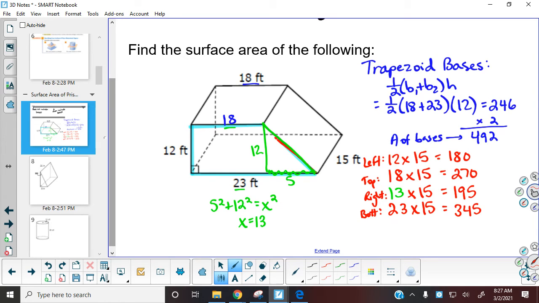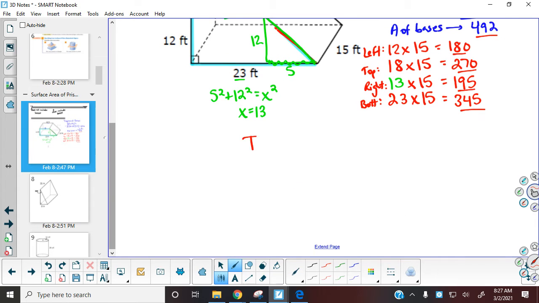So then to figure out your total area, all you need to do at the very end is add everything. So you're going to add all of these numbers here along the right-hand side, and you get a total of 1,482, and your units would be square feet, because again, we're still talking about area.